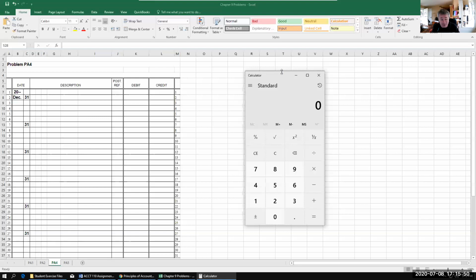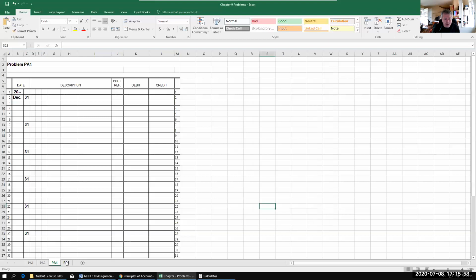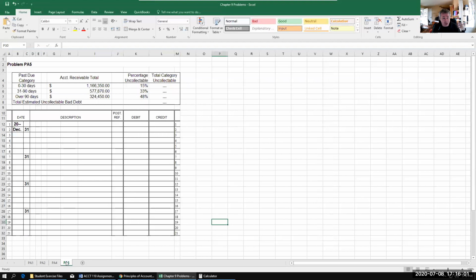Again, of course, if you have any questions, get a hold of me on Canvas. And then finally, we're going to look at the last problem too, and it works a lot in the same way as problem 4, but with problem 5, what we're doing now is the aging method. We're using the aging of receivables method. Aging method. Learn your words.